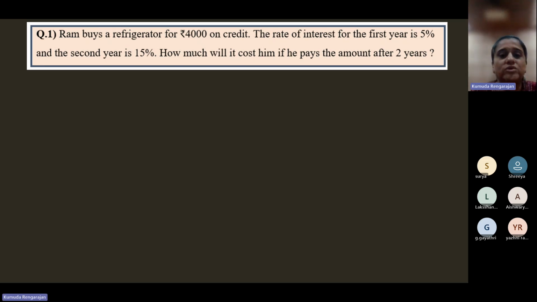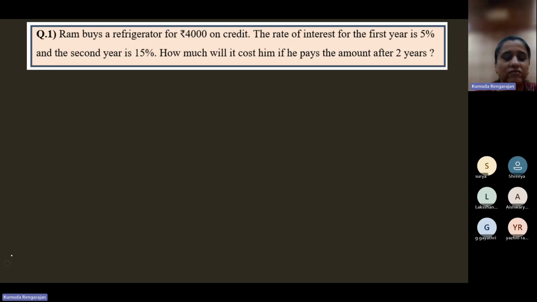He has to pay more than 4,000 because he has not paid cash upfront to buy the refrigerator. He has taken it on credit. So he'll take home the refrigerator, but he'll pay the money for it only after 2 years. And he'll not pay 4,000 after 2 years. He has to pay a little more. So what is that more amount? What is the amount which he has to pay after 2 years, if the rate of interest is 5% for the first year and 15% for the second year?